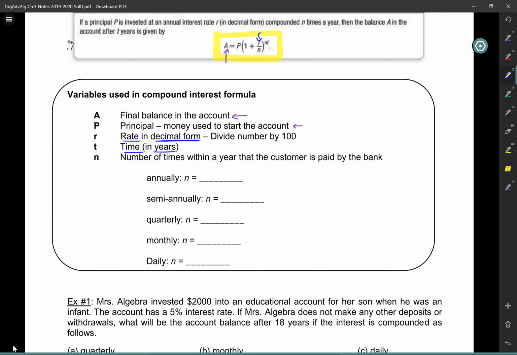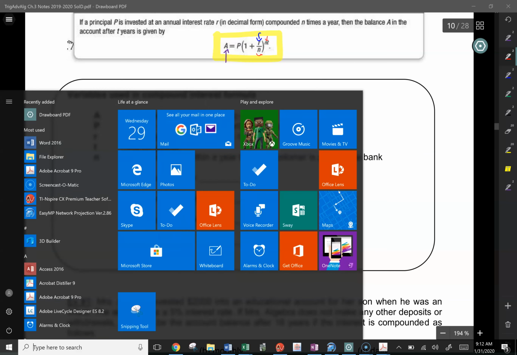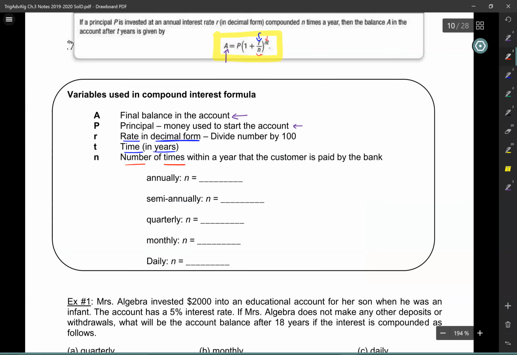Okay, so here's what counts. It's N. N is the biggest thing you need to worry about right now. That number N shows up in the denominator and in the exponent there. N is the number of times within the year that the bank pays you interest. And this depends on the type of bank account you have. So if you're told that interest is paid or compounded annually, how many times does annually happen within the year? Once. So if it says annually, N is 1.